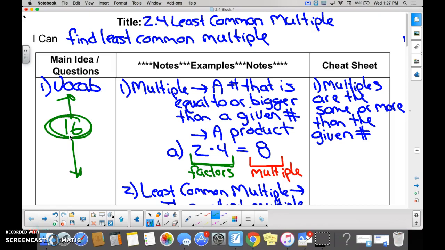Does that make sense? So these are factors if it's less. These are multiples if it's more. Is that okay? We could maybe write that in our cheat poll if that would help. You guys like that visualization?